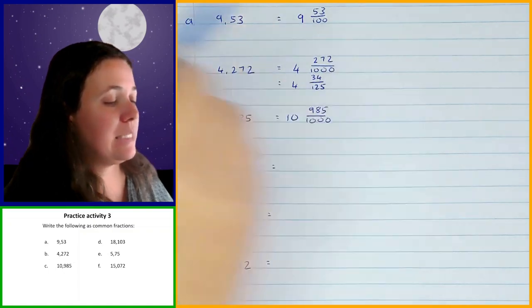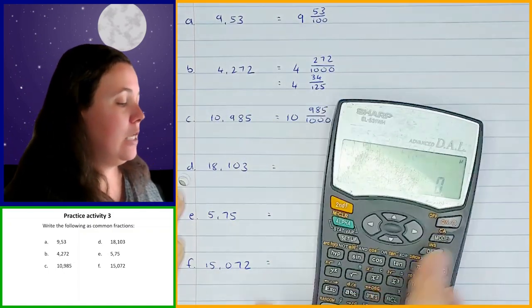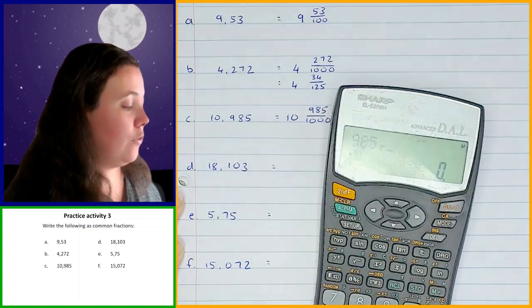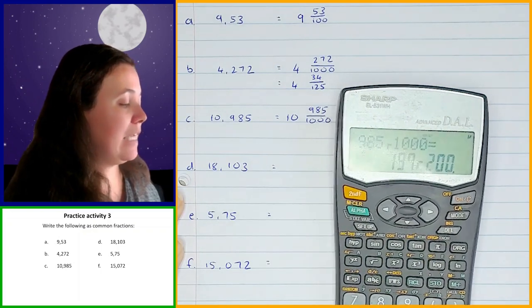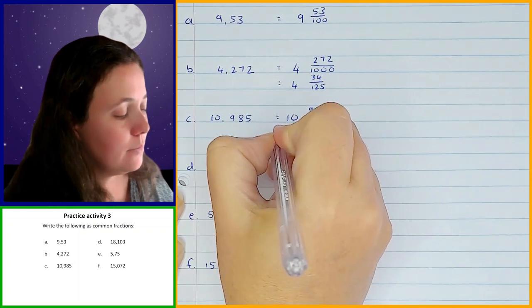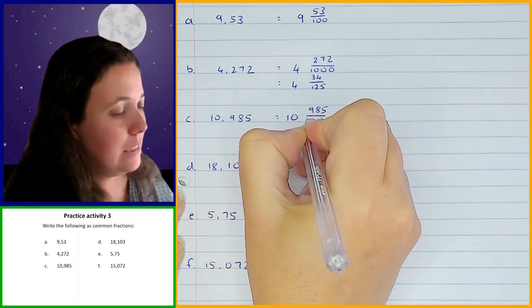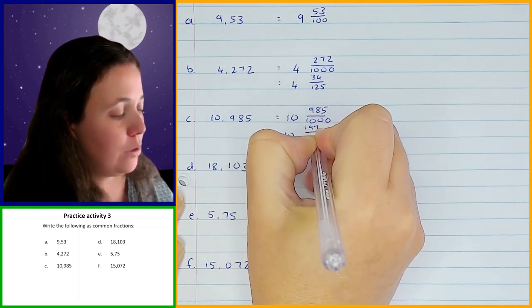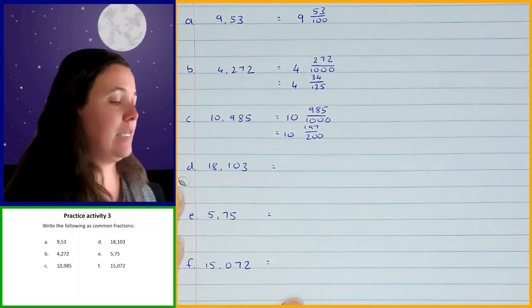And then this, I can simplify. I'm going to do the same thing as I did over here. So I've got 985 over 1,000. And that gives me 197 over 200. So that's 10 and 197 over 200. So that's what you should have got for question C.